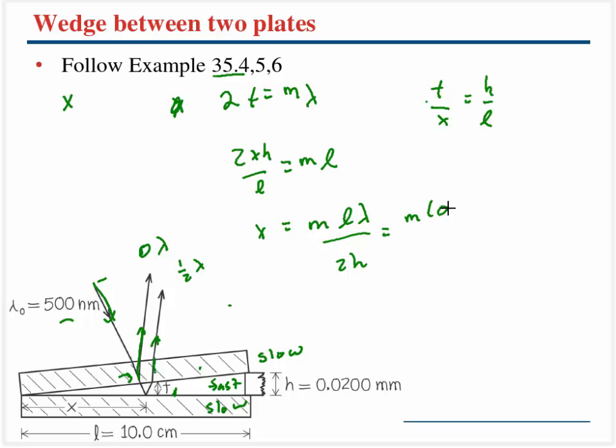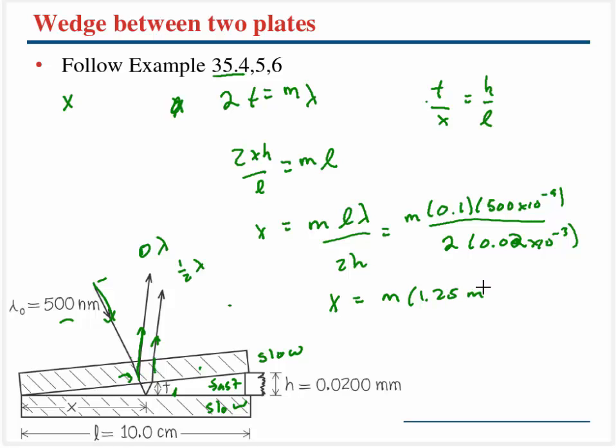The length of this puppy is 0.1 meters. The wavelength of light is going to be 500 times 10 to the negative 9th meters. Always have to work in SI still. And then the height of this guy, 0.02 times 10 to the minus 3rd meters. So the distance between the separation is going to be m multiplied by 1.25 millimeters, where m is going to be 0, 1, 2, 3, 4, so on and so forth.